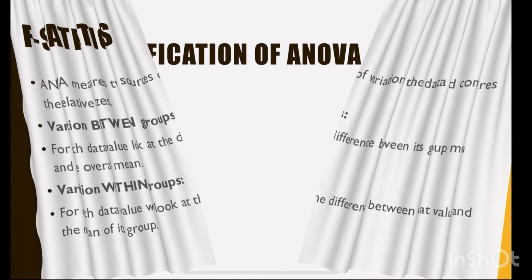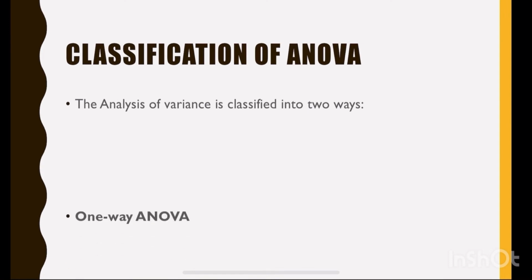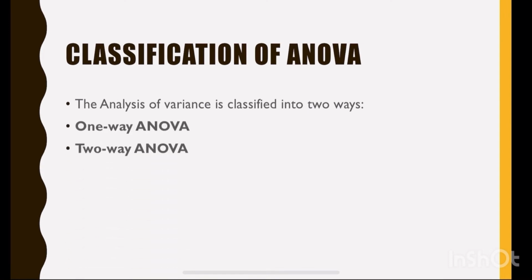Next is the classification of ANOVA. The analysis of variance is classified into two ways: one-way ANOVA and two-way ANOVA.